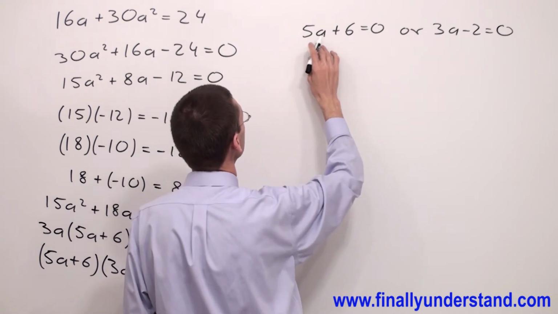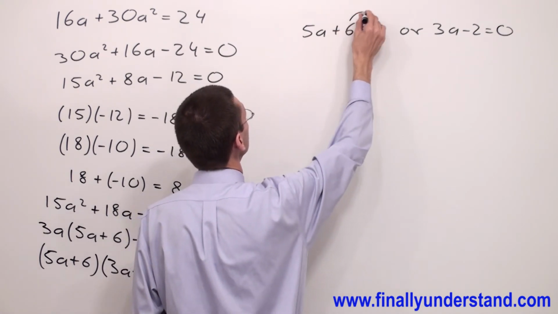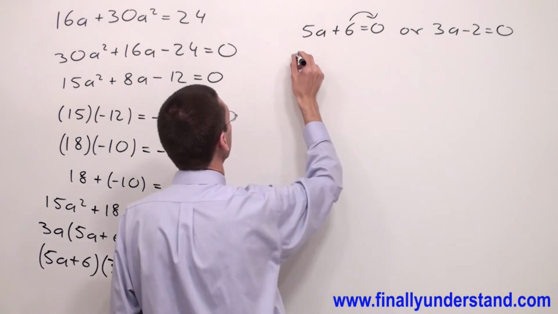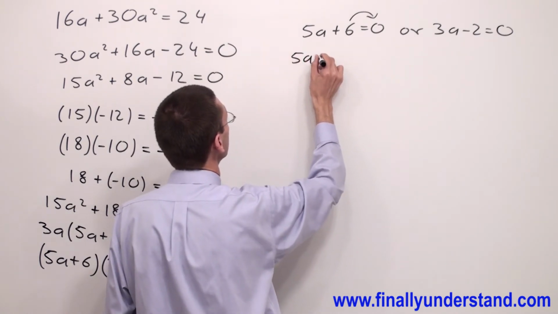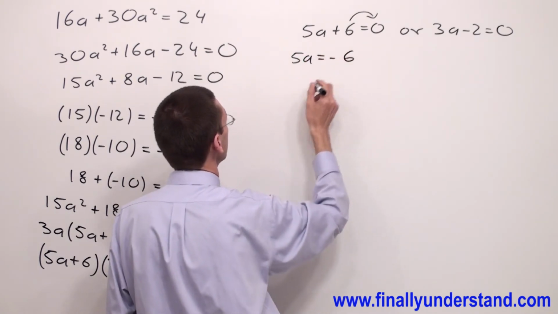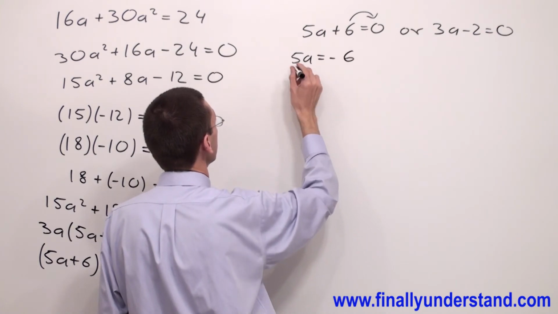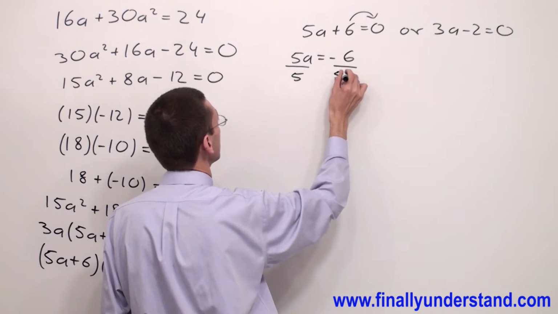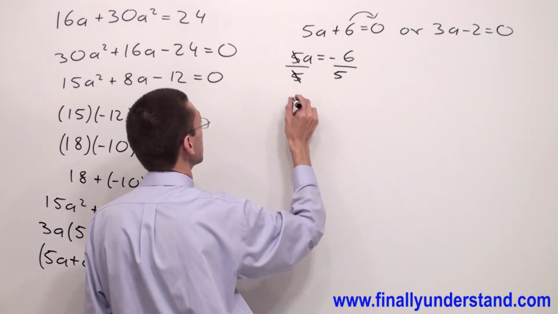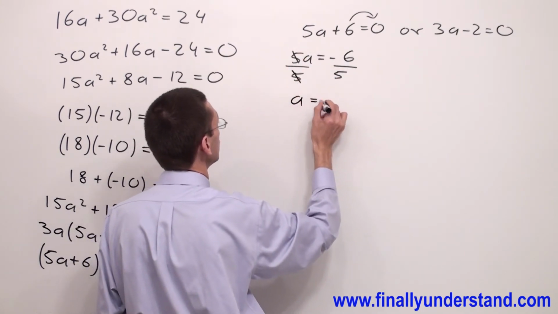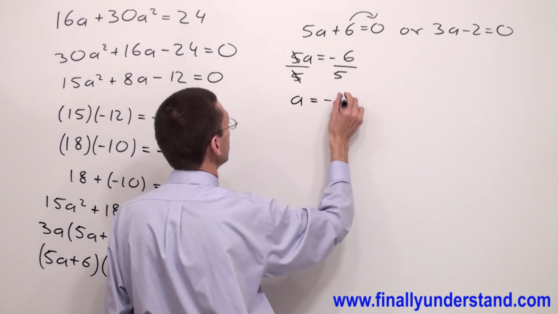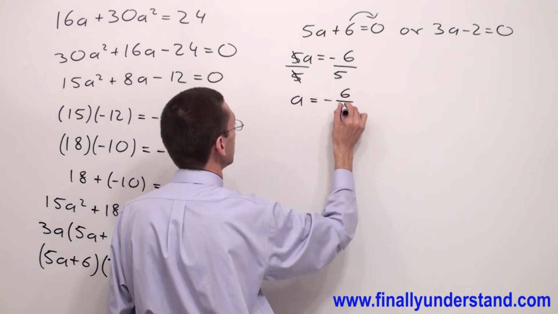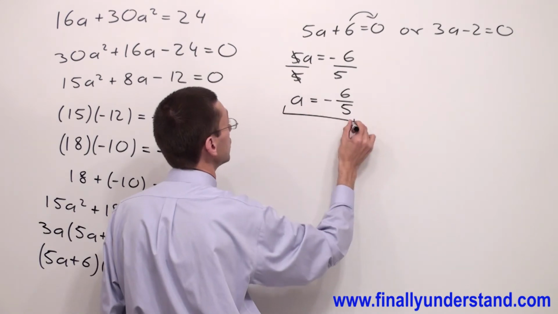In order to find the value of a, I'm supposed to move 6 to the right side, and I have 5a equals negative 6. And next I have to divide both sides of the equation by 5. 5 and 5 will cancel out. I have a equals negative 6 over 5. This is my first answer.